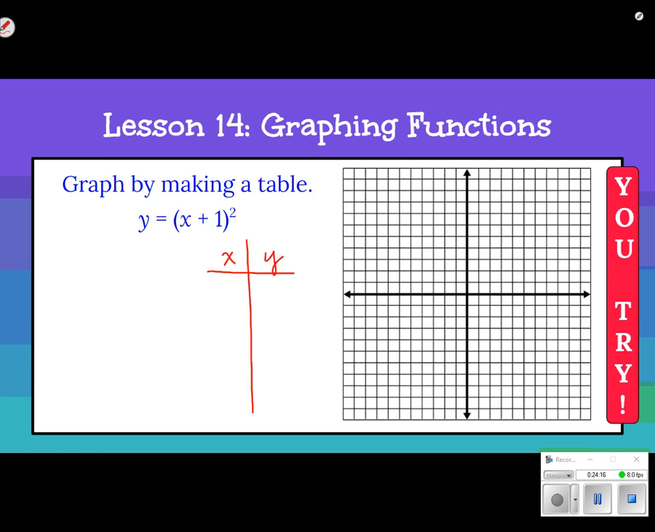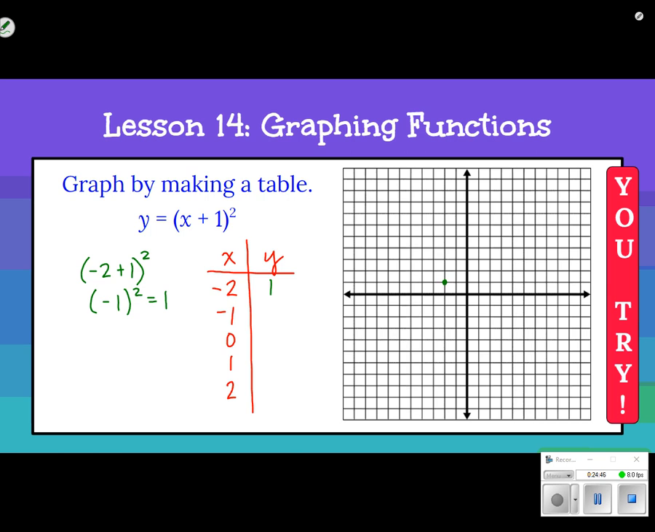Now, this is one where it might not look too great if I do these, but we'll see how it turns out. So I'm going to plug in, and you can always add points. Always add points. We're going to do our parentheses, the stuff inside, and then we're going to square it. So -2 plus 1 is -1. -1 squared is 1. So -2, 1.